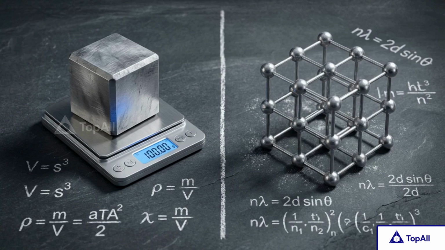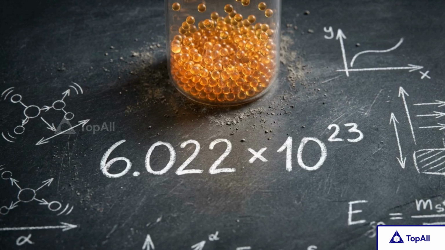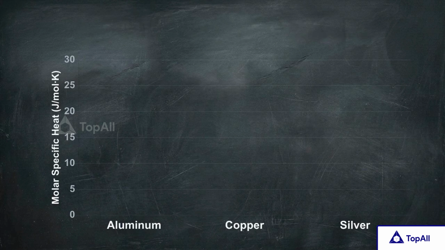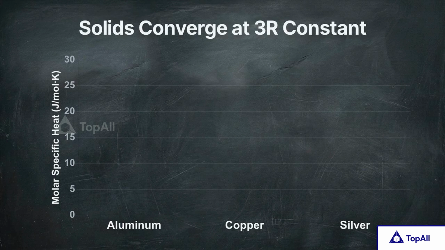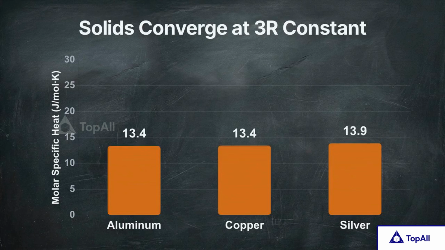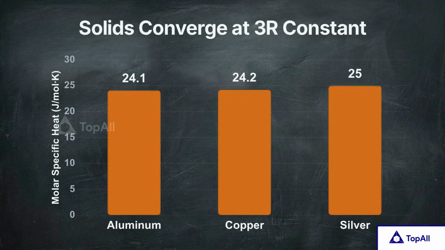Physicists and chemists often need to compare materials based on their molecular structure, not their raw weight. To do this, they standardize the measurement by the number of atoms, known as moles. This gives us molar-specific heat capacity. When measured by the mole at room temperature, the energy required to heat elemental solids like aluminum, copper, and silver becomes nearly identical, settling right around a constant value of 3R.